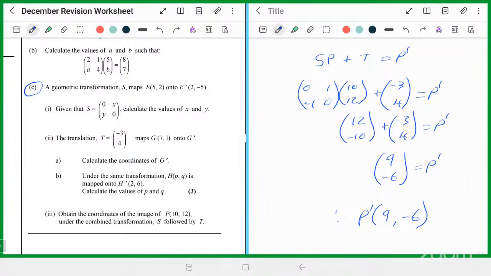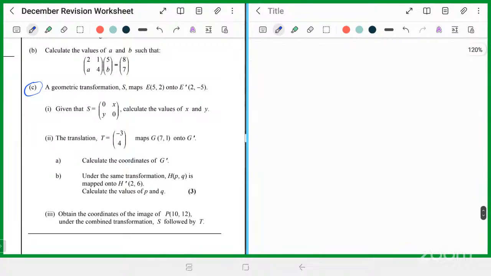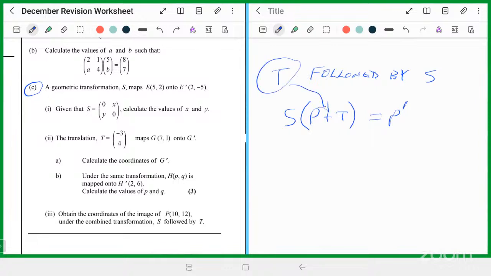If they said T followed by S, it means that you have to do the translation first. So how that would go, you would have the point P, you would add the translation to it. That's going to give you a result. And then you take that result and multiply it by S. And that will tell you what P prime is. Remember, the translation is an addition transformation. You're adding it. So that is if they had T followed by S.